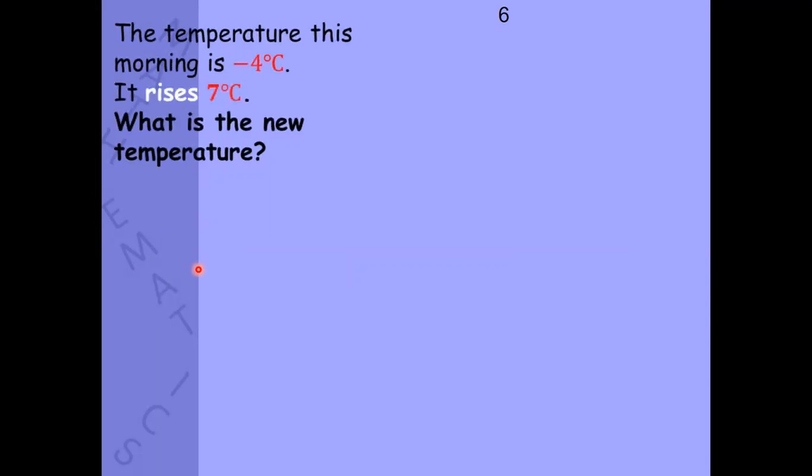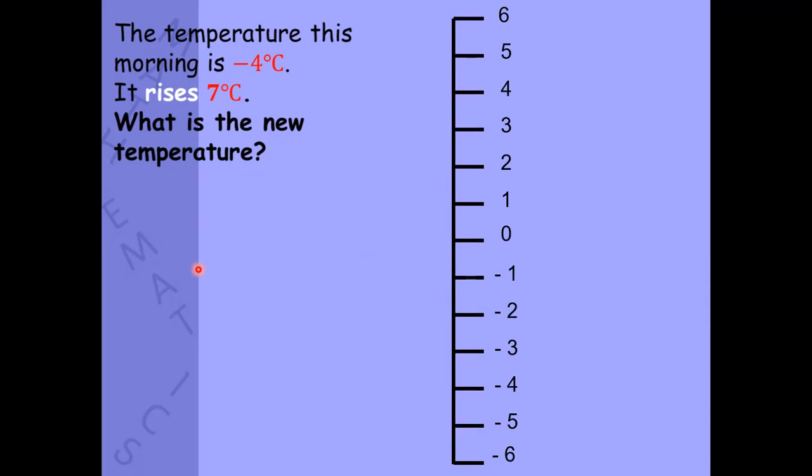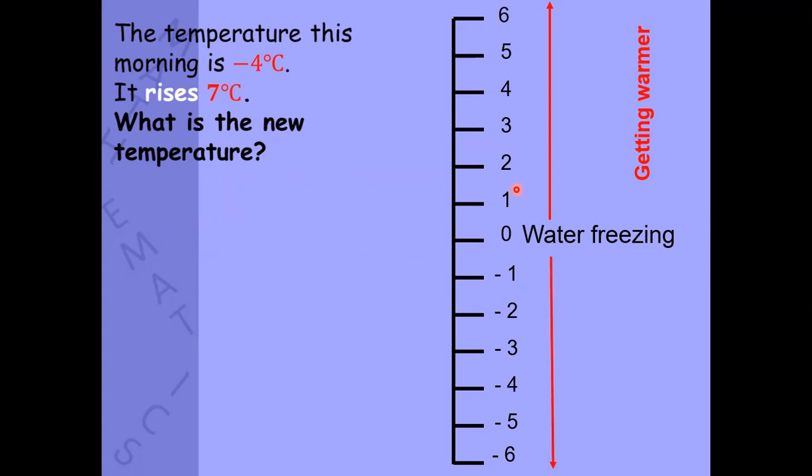Here, let's start our first example. And again, when we calculate the new temperature, for now you're going to use a number line. And I already explained to you, when the temperature goes up or rises, it gets warmer. And if it goes down, or we say falls or drops, the temperature is getting colder. Let's start with our first example.